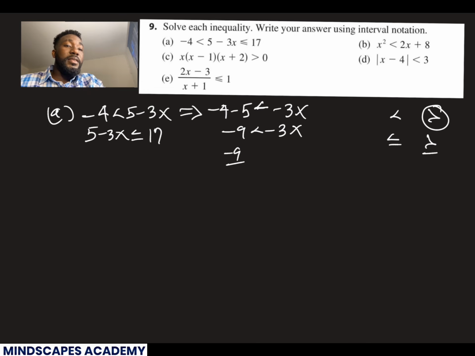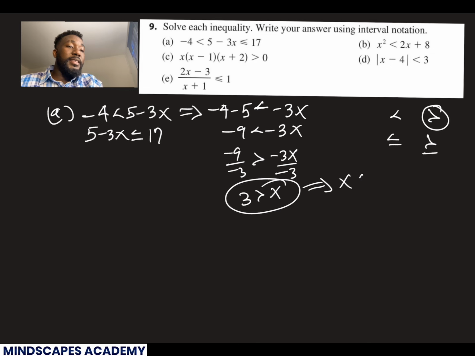So now if you divide by negative 3, this is greater than negative 3x divided by negative 3. So now this is what? 3 greater than x. What does this mean? This means x is less than 3.